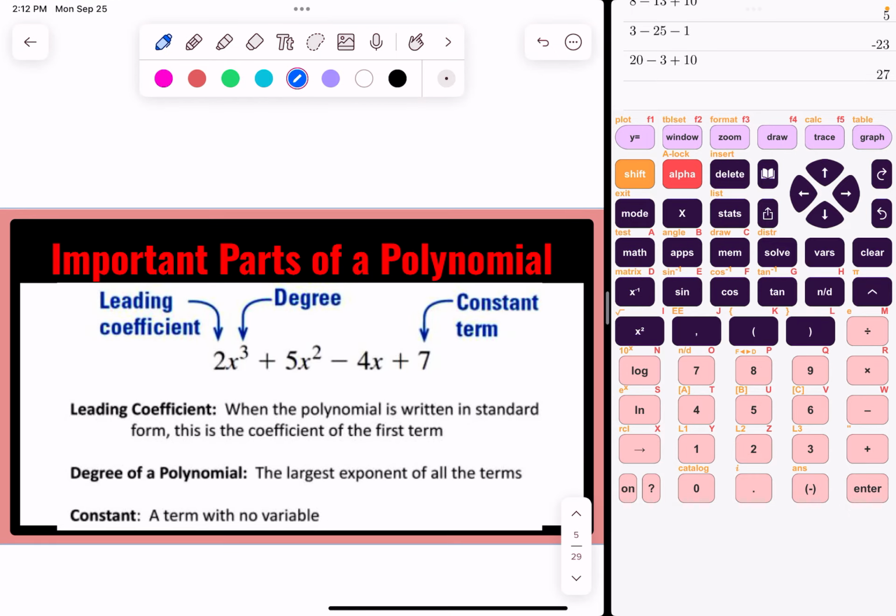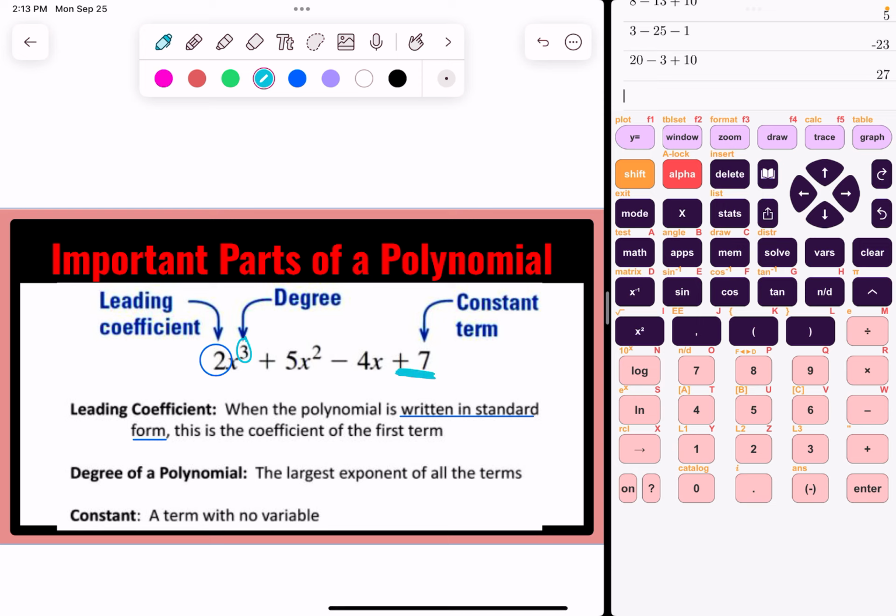What are the important parts of a polynomial? Our first most important part is a leading coefficient. When a polynomial is written in standard form, that is when a polynomial is written with the biggest exponent first and then the smallest exponent, the number in front of the variable with the biggest exponent is your leading coefficient. Then the degree of your polynomial is the highest exponent. Here our degree would be 3 because 3 is the highest exponent we see. And the constant is the term that has no variable.